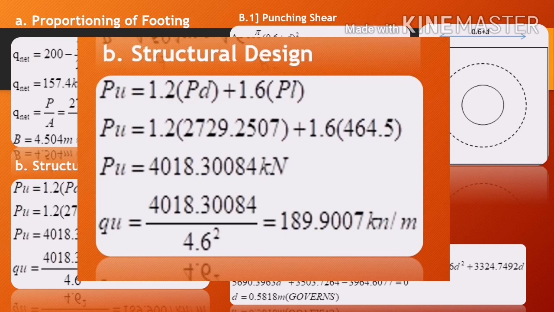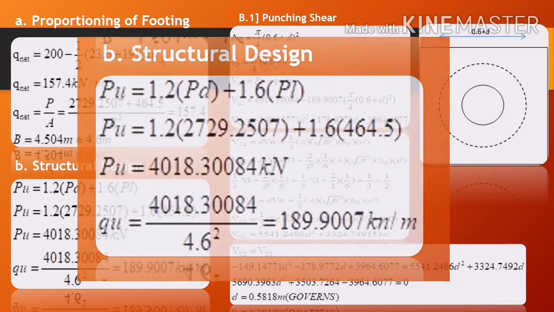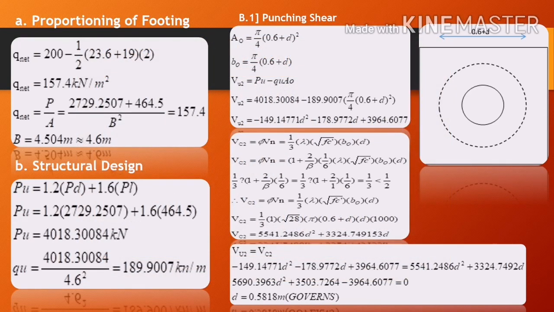So, PU is equal to 1.2 times 2,729.2507 plus 1.6 times 464.5, which gives us the value of PU, which is equal to 4,018.30084 kilonewton. Now, to solve for QU, it is equal to 4,018.30084 all over 4.6 squared, which is equal to 189.9007 kilonewton per meter. Now, let's go to the punching shear.